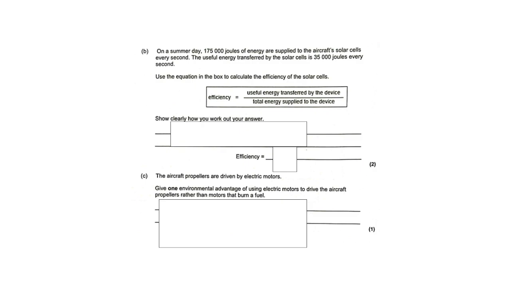Next question. On a summer day, 175,000 joules of energy are supplied to the aircraft's solar cells every second. That is a lot. The useful energy transferred by the solar cells is 35,000 joules every second. So out of these 175,000 joules, 35,000 are used usefully. The formula for efficiency is given here. To calculate it, you divide 35,000, the useful energy transferred by the device, by the total energy supplied to the device. Both of them have to be in the same unit. It's the case here, it's all measured in joules. If you do 35,000 divided by 175,000, you should find 0.2. So that is the efficiency, 0.2.